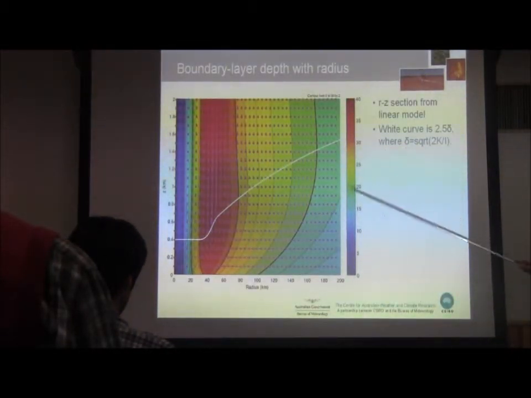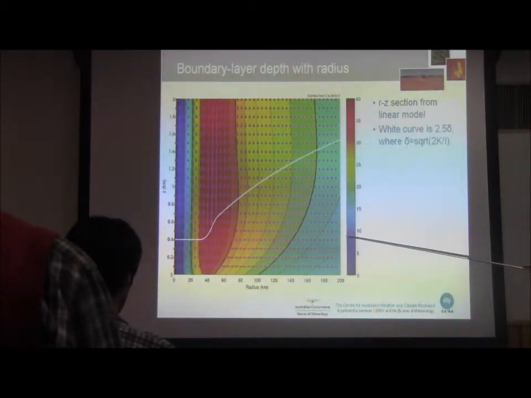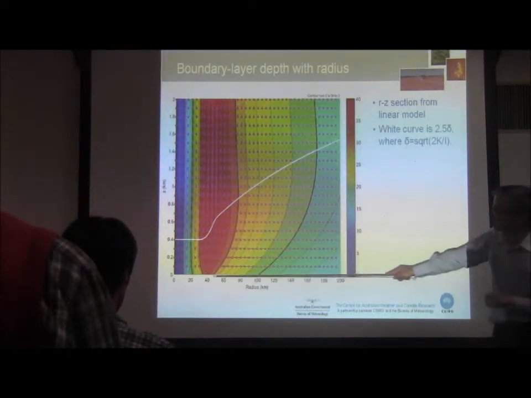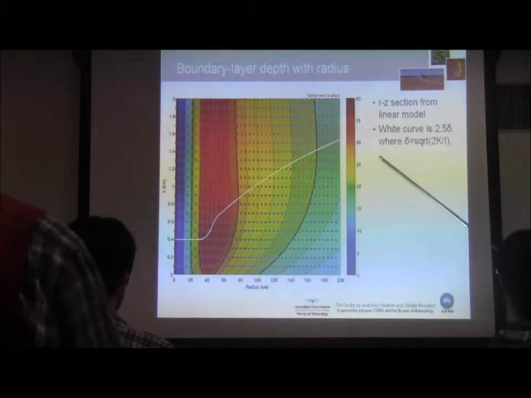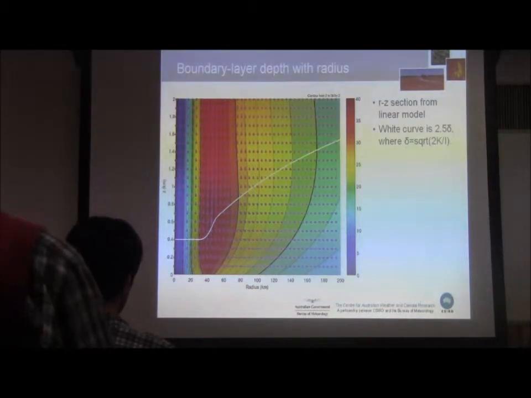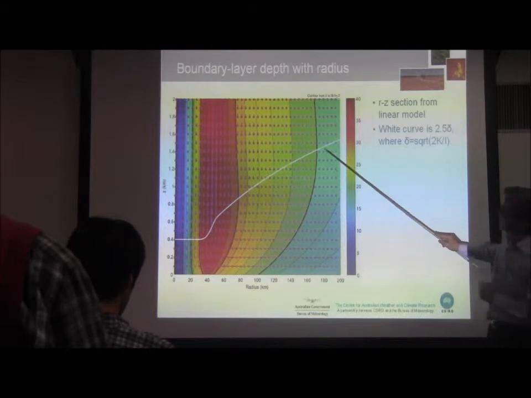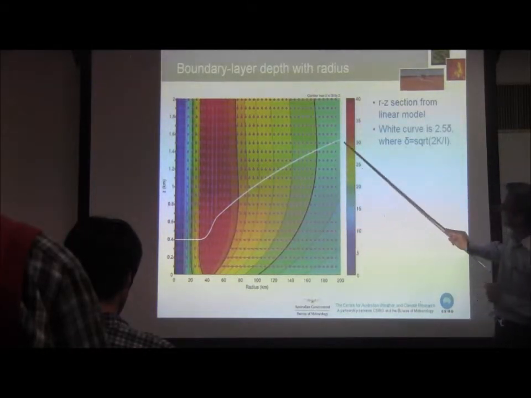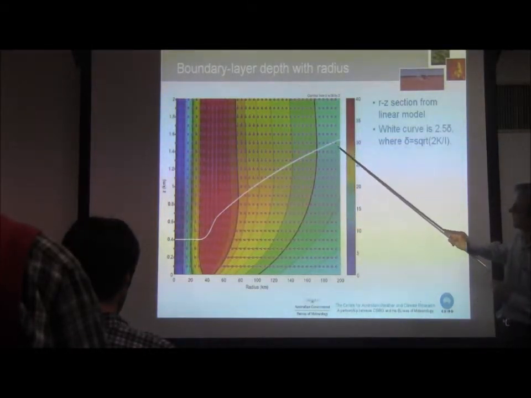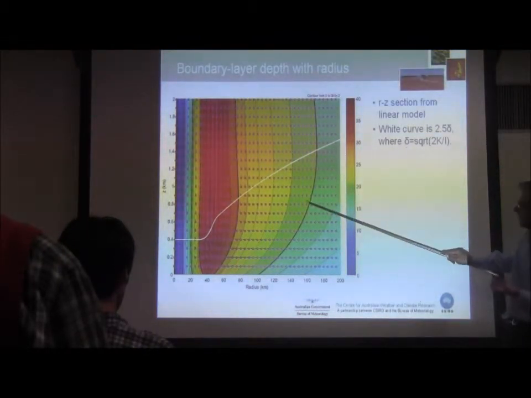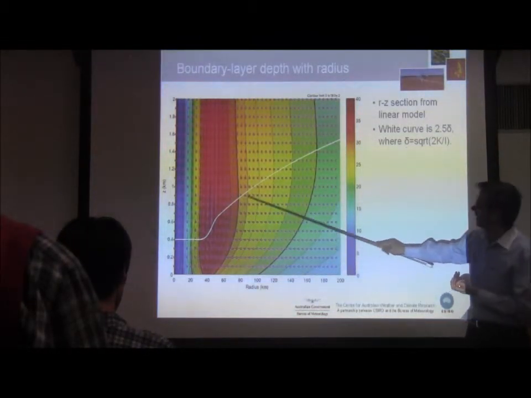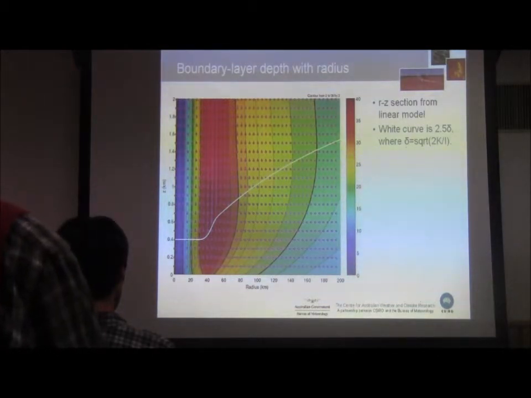Here's the figure from the same storm as I showed you before, but calculated with the linear model. And the white curve is my rule of thumb, 2.5 delta, which you can see is indeed increasing with radius. And if you remember the flow from the nonlinear model, that's about the height of the radial flow being 0.